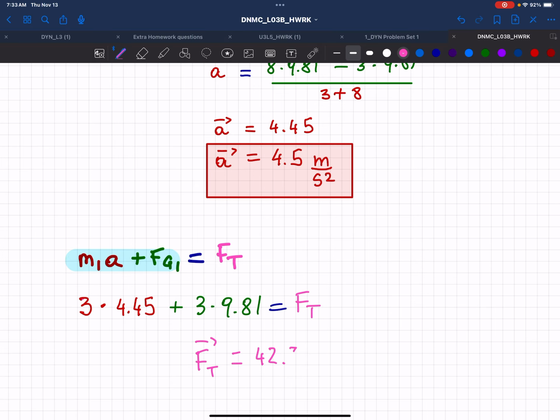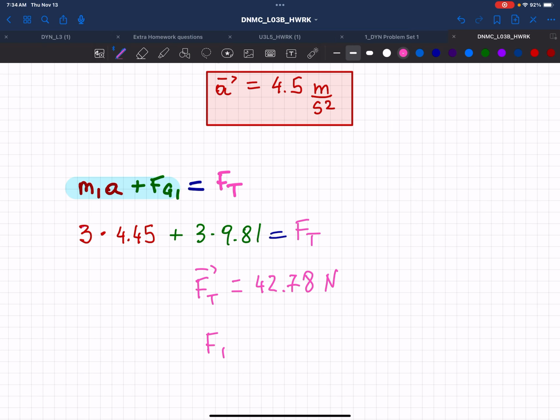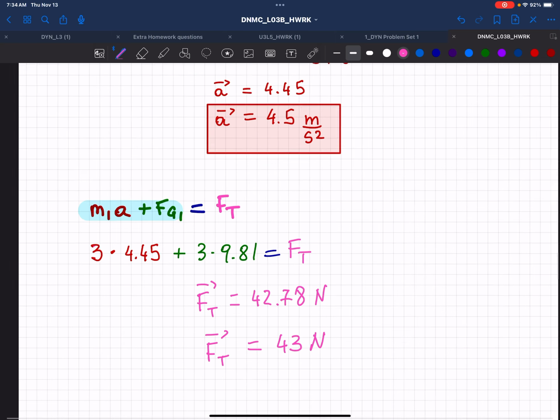42.78. Again, to two significant digits, don't forget. So finally, the force of tension will be equal to 43 newtons.